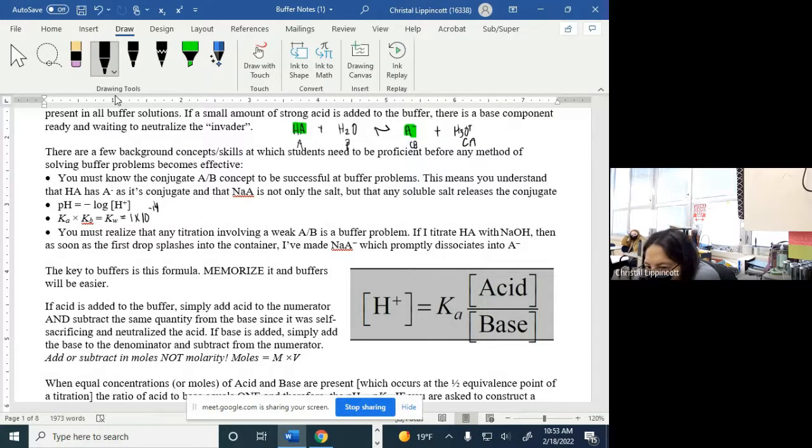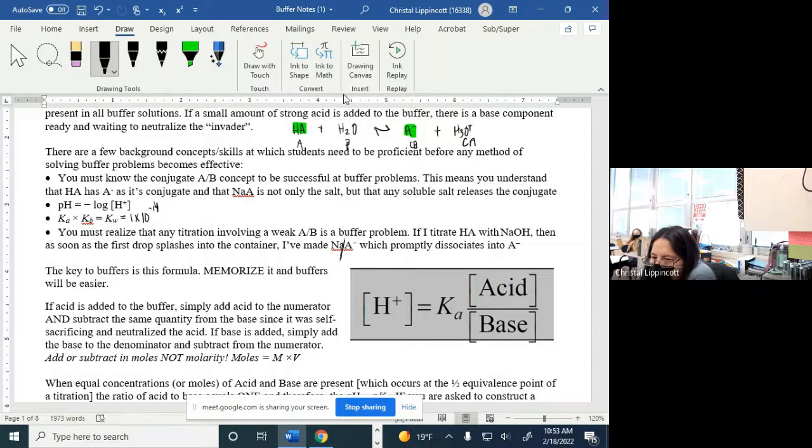You need to realize that any titration involving a weak acid or base is a buffer problem. If I titrate HA, so a weak acid, with NaOH, then as soon as the first drop splashes in, I've made this, which then, of course, becomes this. Because that's not going to stick together. The sodium is just going to break apart there. The sodium is very, very soluble. It's soluble almost all the time.